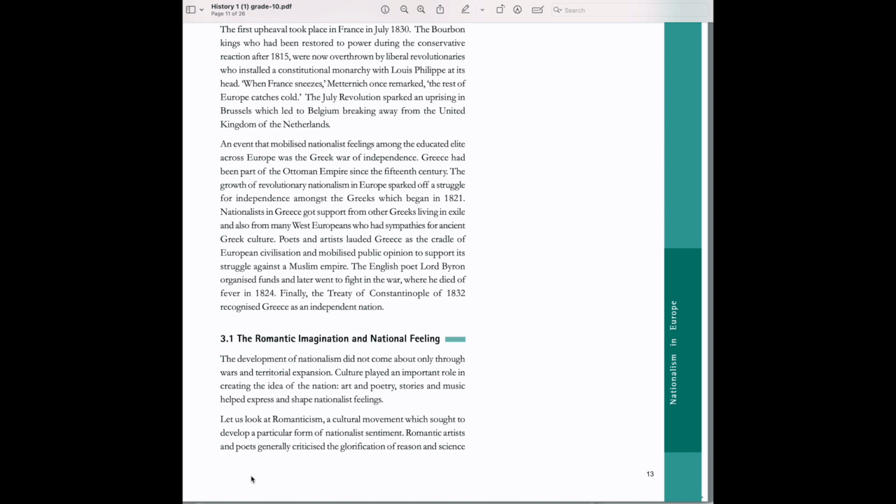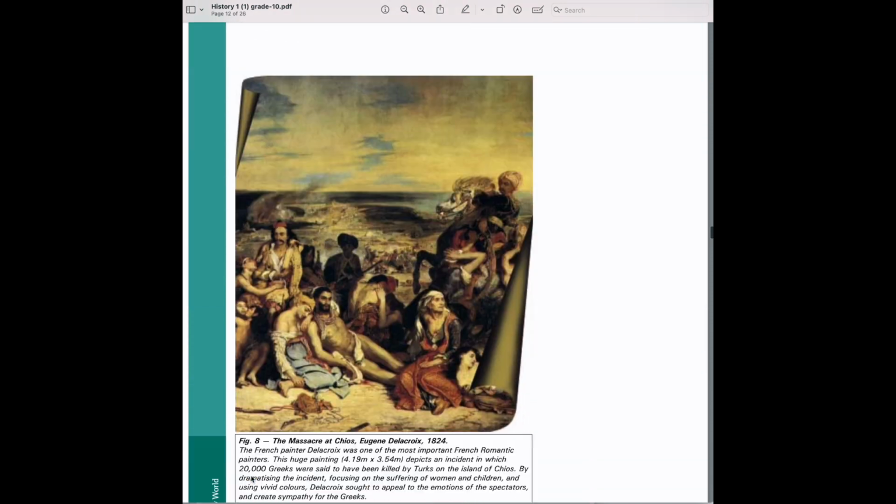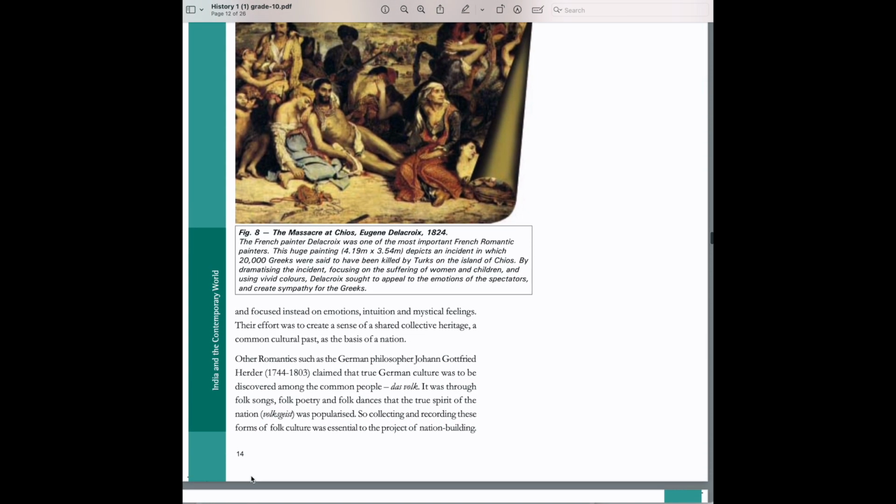Romantic artists and poets generally criticized the glorification of reason and science and focused instead on emotions, intuition, and mystical feelings. Their effort was to create a sense of a shared collective heritage, a common cultural past as the basis of a nation. Other romantics, such as the German philosopher Johann Gottfried Herder, claimed that the true German culture was to be discovered among the common people, das Volk.